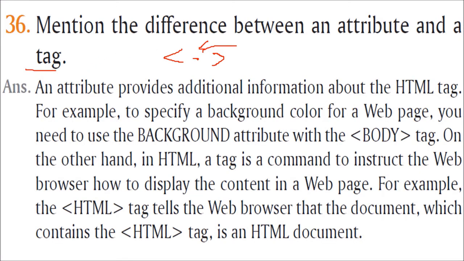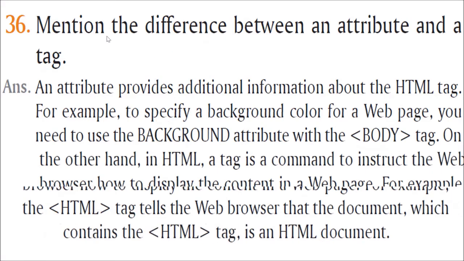So the attribute provides additional information about the HTML tag. For instance, if you want to specify the background color of a web page, you need to use the background attribute with the body tag. On the other hand, in HTML, the tag is a command which is instructing the web browser how to display the content in a web page. For instance, the HTML tag tells the browser that the document contains HTML tags. This is an HTML document.